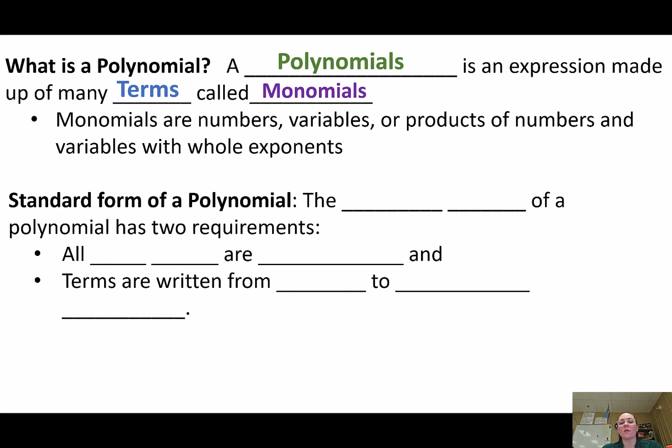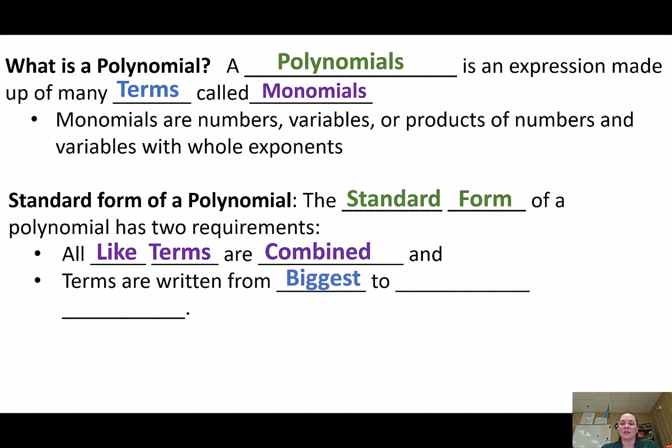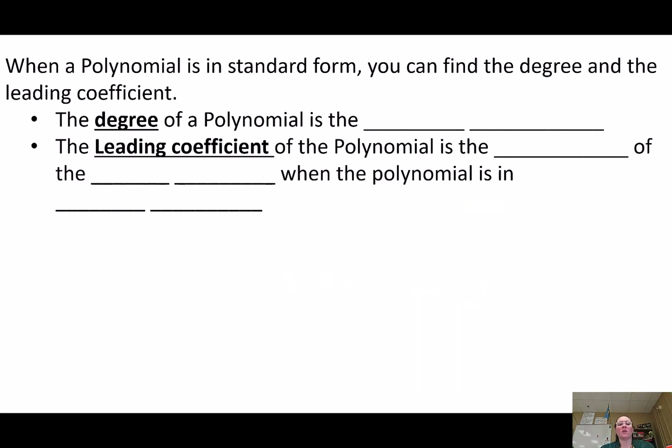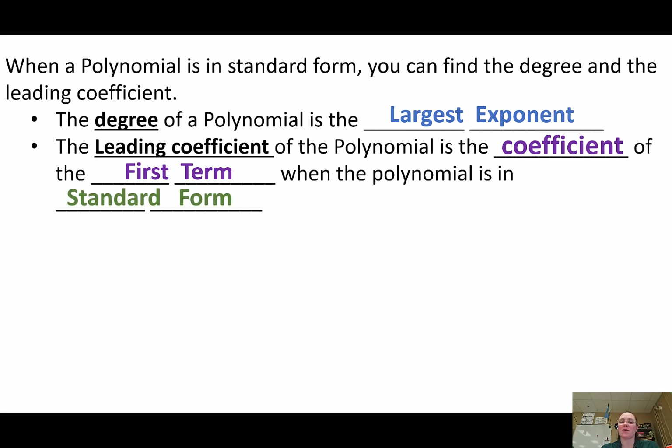The standard form of a polynomial has two requirements. All like terms are combined, and it's written from the biggest to the smallest exponent. So when our polynomial is in standard form, we can then find the degree of the polynomial and its leading coefficient. The degree is the largest exponent. The leading coefficient of the polynomial is the coefficient of the first term when the polynomial is in standard form. So basically, this is the term with our largest exponent.